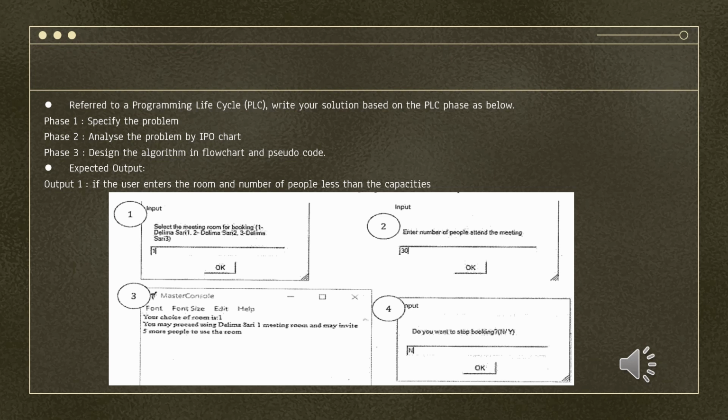For the expected output, for output 1, if the user enters the room and number of people less than the capacities, the first step we must do is put in number 1. And then, for input 2, we must put in number 30. Next, the main console will appear. And the last one, if you want to stop the looping, you must enter the capital letter Y, which is yes. And if you don't want to stop the looping, you must enter the capital letter N.